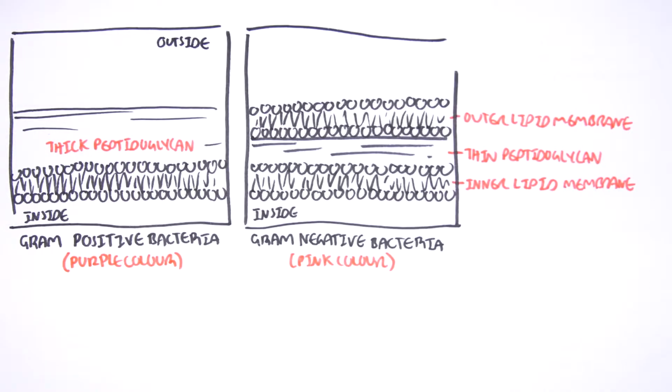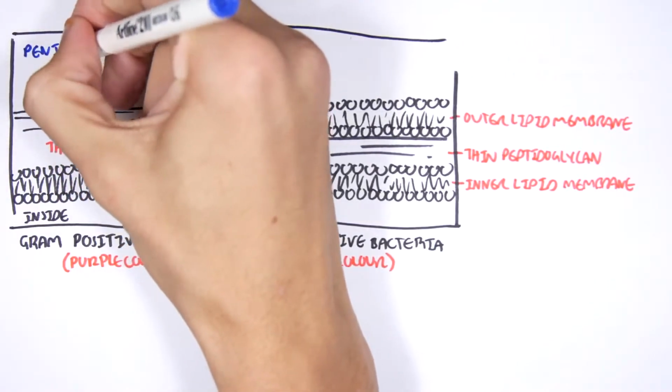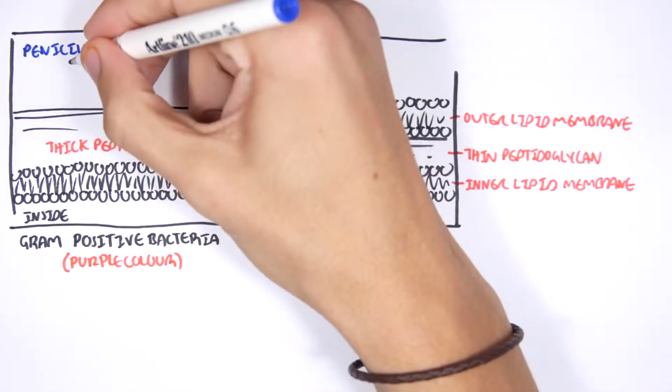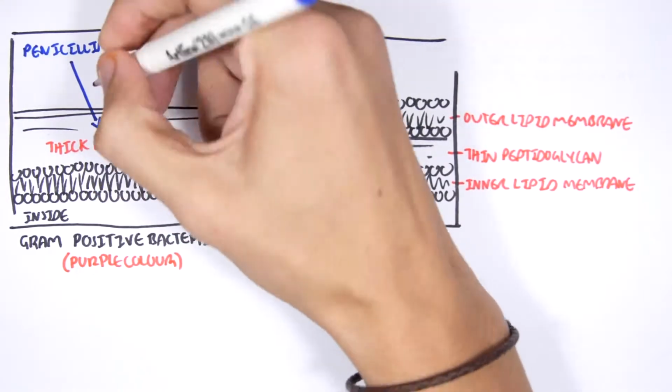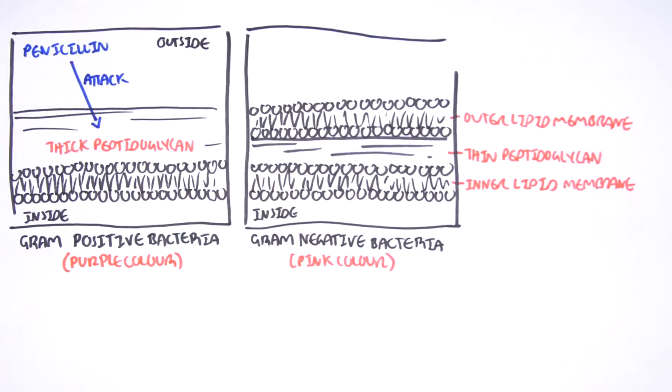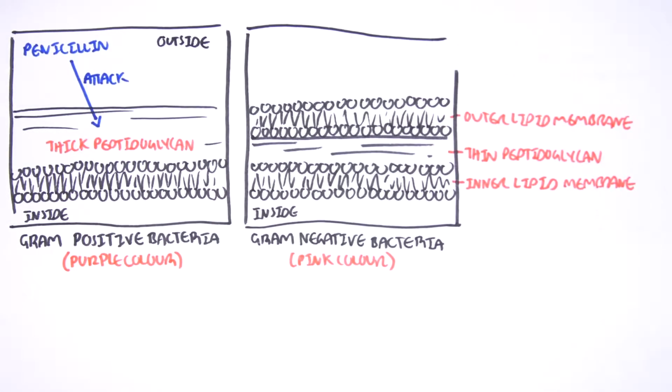What's interesting is that gram-negative bacteria already have some form of resistance to a famous antibiotic called penicillin. Because you see, penicillin targets proteins within the peptidoglycan layer. Therefore, penicillin would be very effective against gram-positive bacteria because the peptidoglycan layer is thick and it's the outermost layer.